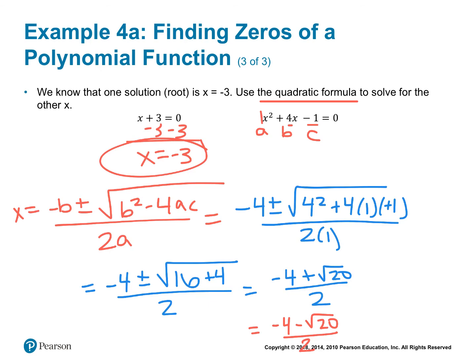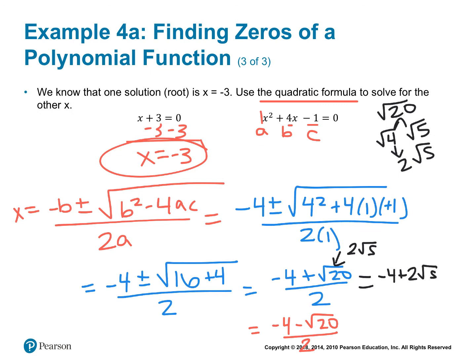Now this one wants you to leave it with a radical sign. So in the past you've done simplifying radicals. Let me figure out: the square root of 20 has a perfect square of 4 in it, which would leave you with 4 times 5. The square root of 4 is 2. There is no square root of 5, so this simplifies to 2 times the square root of 5. So the way your book wrote it on this one is negative 4 plus 2 square root of 5 over 2.